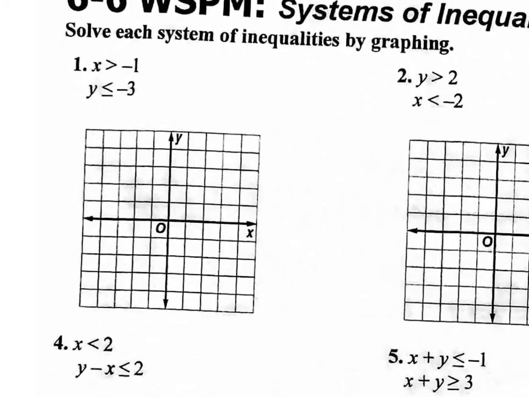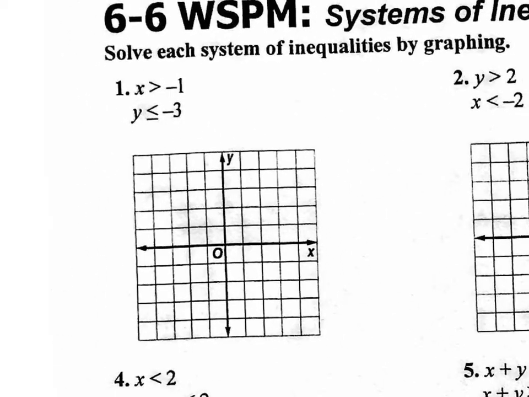So number one, we first need to understand that a system of inequalities is just two inequalities working together, okay? So how do we solve them? We're just going to graph them and shade. Now what really matters is your overlap, okay? That's what really matters, your overlap.